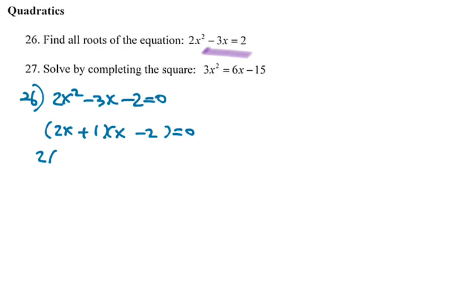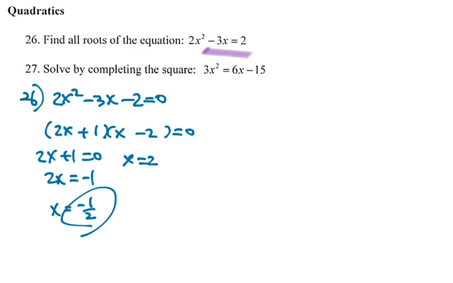Then here we have, for the first factor, 2x plus 1 is equal to 0. Then we get to realize that x equals negative 1/2. Alright, how about the second one? You can see that x can be equal to 2 right away. So we have both answers right over here. Good. Now, how about number 27?